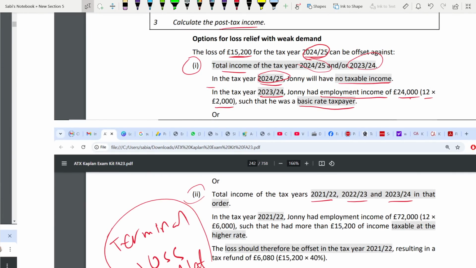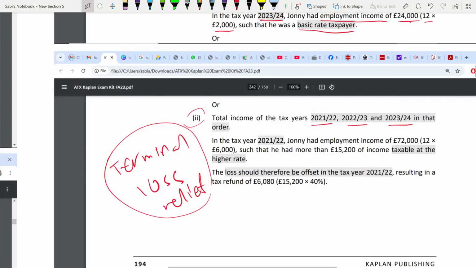So now 12 into 2000. Whenever you are given a monthly figure, do not forget to convert it into an annual figure by multiplying it by 12. Why am I telling you this? Because students often keep it as 2000. They forget to multiply it by 12. It's given monthly, not annually. This is done.